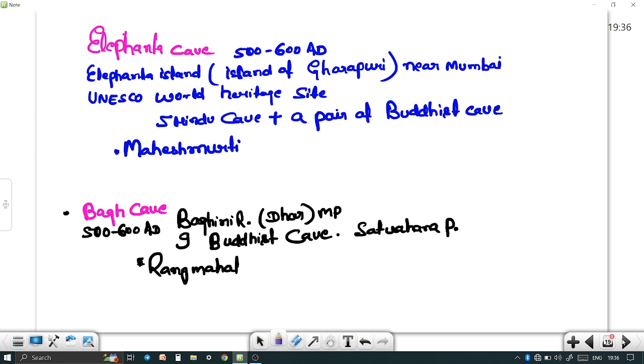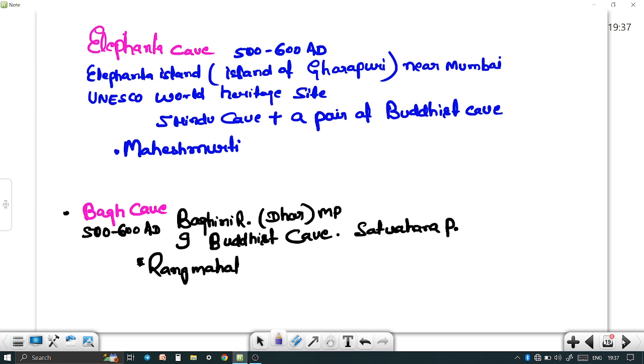Now come to the Bagh Cave, which is located on the bank of Baghni River, and it is present in Dhar district of Madhya Pradesh, and it is a group of the 9 Buddhist caves, and it is known that it was developed around the 5th to 6th century AD, mostly during the Satvahana period. And the most significant cave is the Rang Mahal.